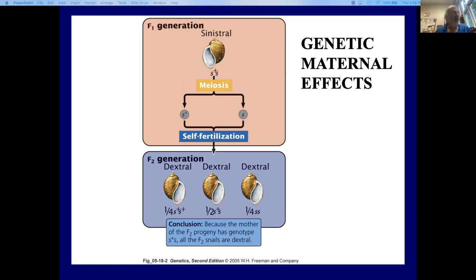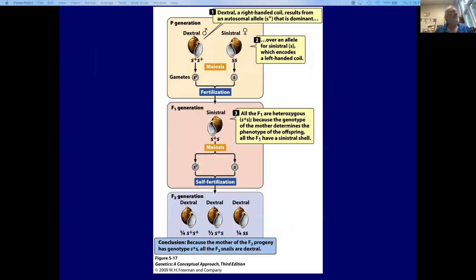genotype. A quarter are homozygous for dextral, half are heterozygous for dextral, and a quarter are homozygous for sinistral, yet all the snails are dextral. Because the mother of the F2 progeny has genotype S+s, all of the F2 snails are dextral. And here's that cross from start to finish, explaining what's going on there.